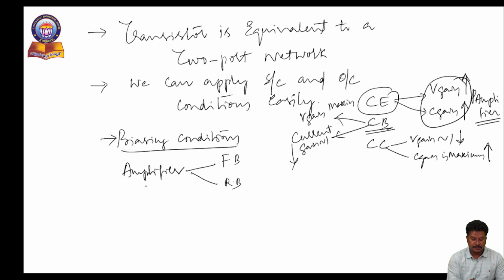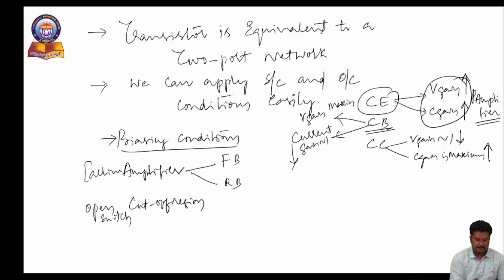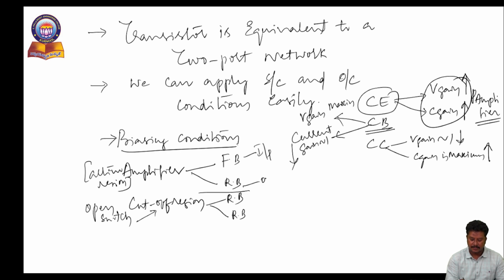And if I want to use the transistor as an open switch, we have to operate in the cutoff region. And here, an amplifier in the active region. If I want to use the transistor as an open switch, I have to operate in the cutoff region. For that purpose, input must be in reverse bias and output is also in reverse bias. Of course, this is input side and this is output side.